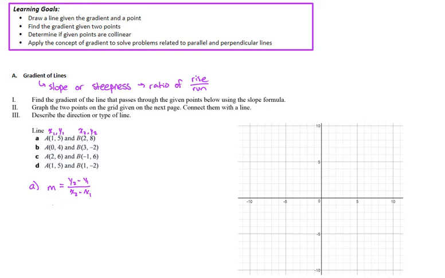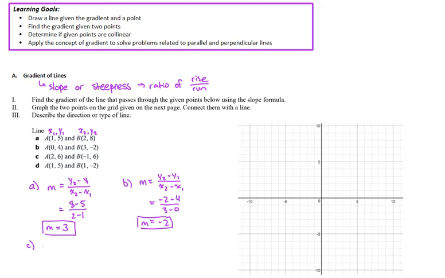So once you identify your values, you can just calculate the slope. So for us, that's going to be 8 minus 5 over 2 minus 1. And so our slope for the first line is 3. So I'm just going to go ahead and calculate the other slopes as well. So for B, same formula, comparing the rise to the run. And here we're going to have negative 2 minus 4 over 3 minus 0, which is negative 6 over 3, which is negative 2. So far, we have 2 of our slopes. We'll do the other 2.